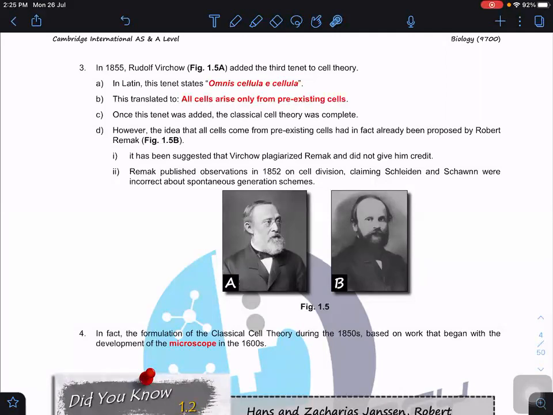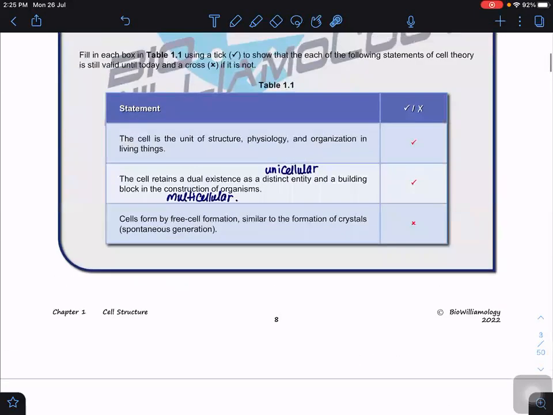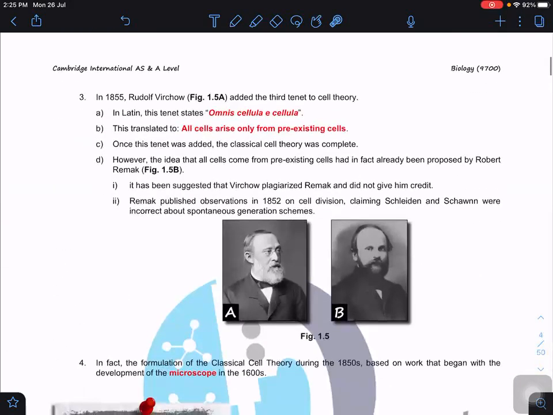Okay, so once these standards were added, the classical cell theory is now complete. So what are the three tenets here? First, the cell is the unit of structure, physiology and organization in living things. This is correct. Second, the cell retains a dual existence as either unicellular or multicellular. And the third tenet is that all cells arise only from pre-existing cells. These are the three tenets of the classical cell theory.